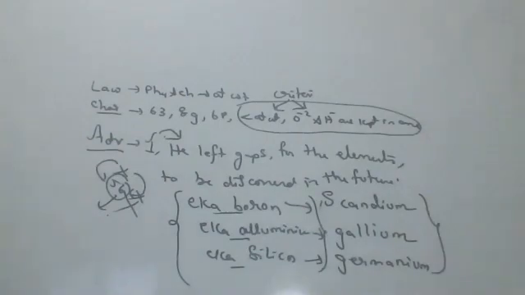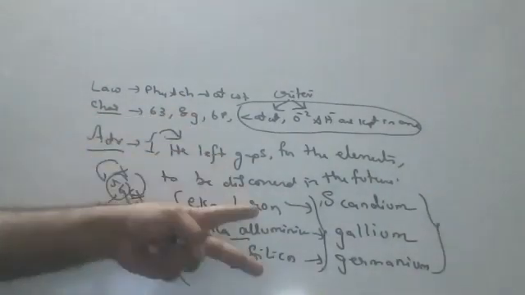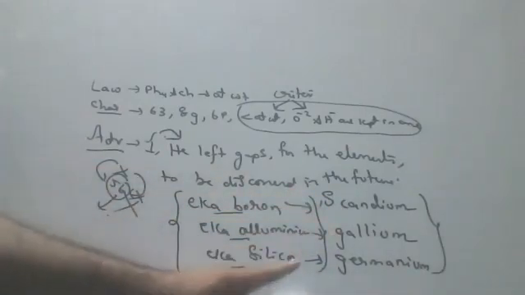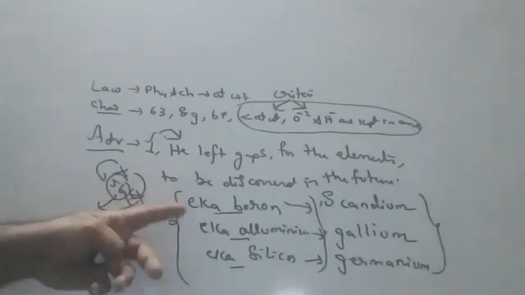They are eka boron, scandium, eka aluminium, gallium, eka silicon, germanium. Just if you write this, it is not enough, children. You should write both also: boron, scandium, aluminium, gallium, silicon, germanium. Remember, children, compulsory. One mark also.